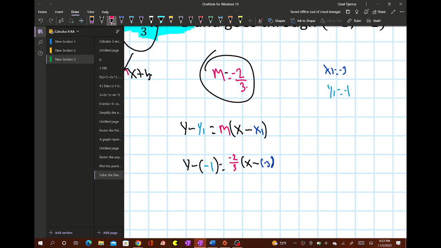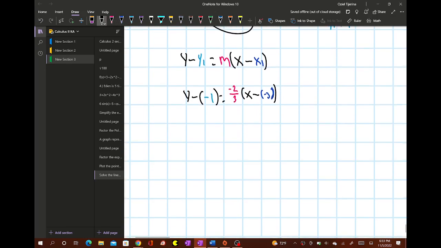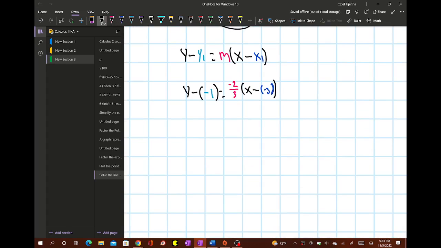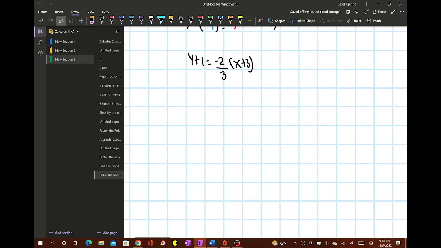Just like this. Okay, so we have y minus negative 1, so that's y plus 1. And then negative 2/3 times x minus negative 3. I'm going to say negative 2/3 times x plus 3.